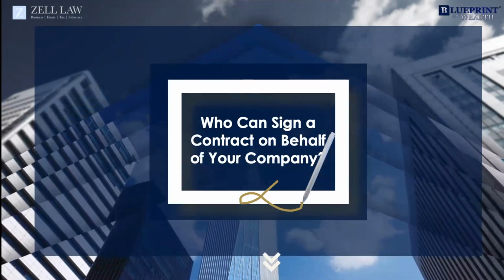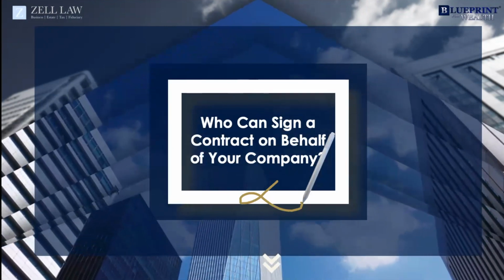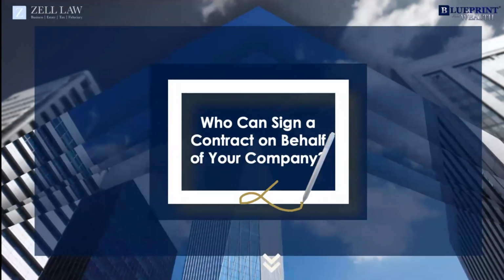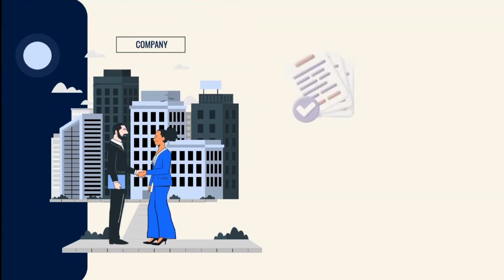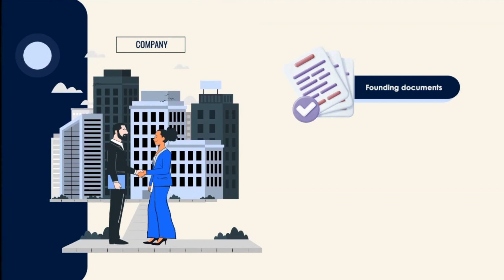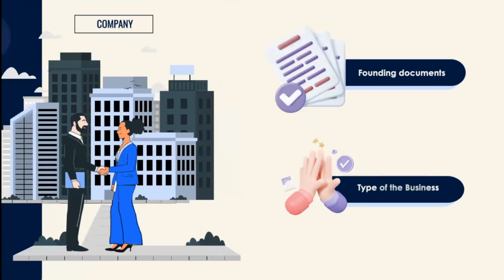Today's educational moment is: who can sign a contract on behalf of your company? Companies come in all shapes and sizes. They have different types of entities, as we've talked about. So you want to look at the founding documents of the company, or the organizational documents, to determine who has the authority to sign your contracts, as well as the type of business that you're dealing with.